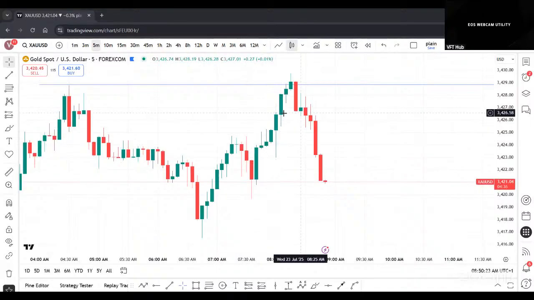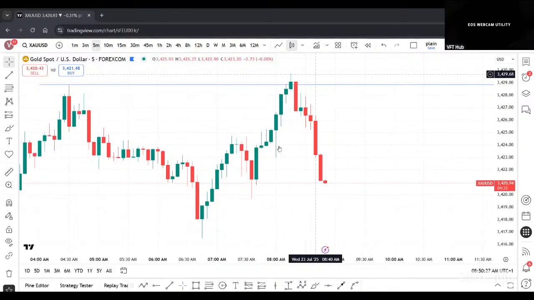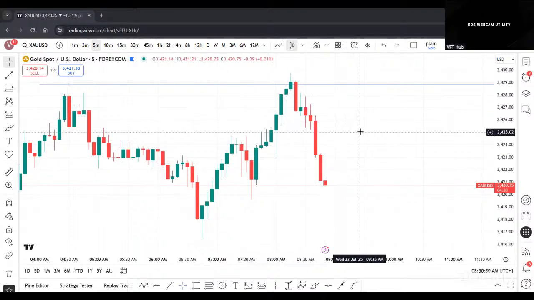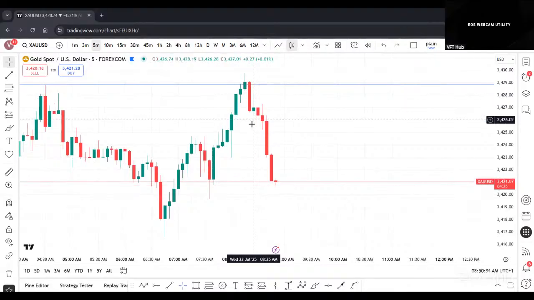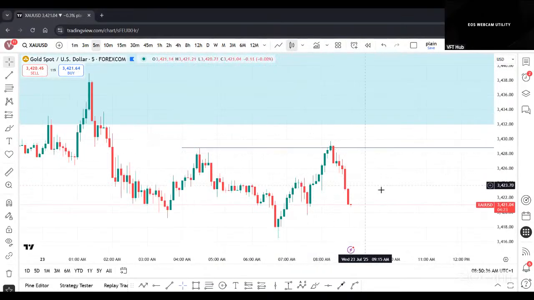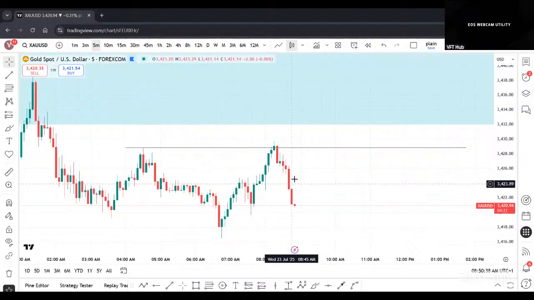So this is what we're expecting. I want to see something like this, 1, 2, and 3, anytime around this zone, then I'll take myself to the downside. So this is what I'm expecting, 1, 2, and 3. If you see something like that, then we take a sell to the downside.